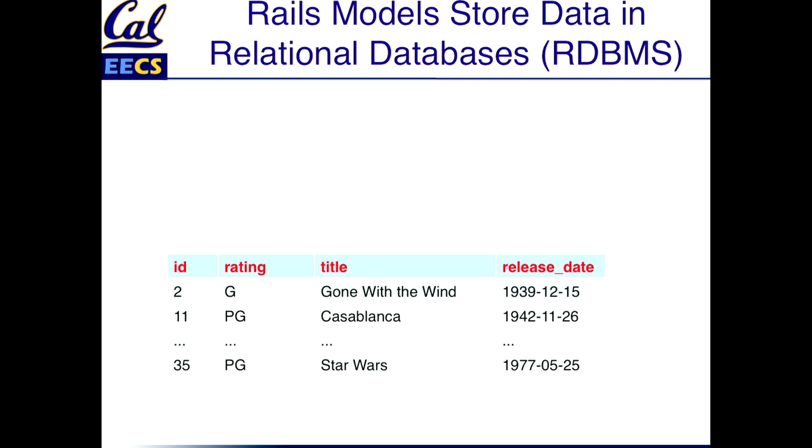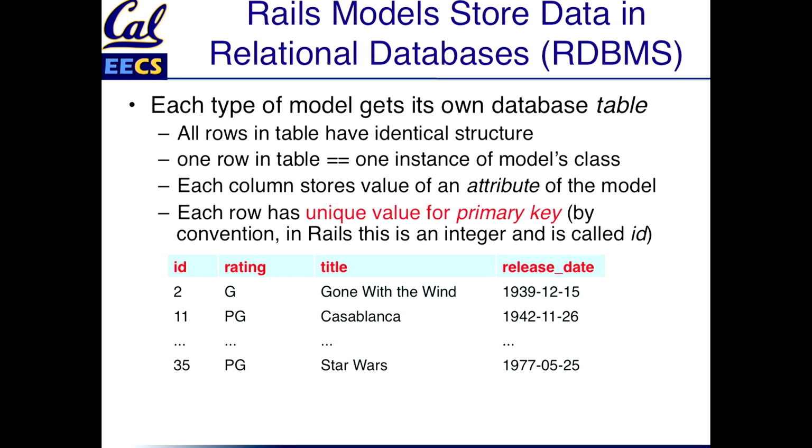Now, in the case of Rails, I think many years ago we all agreed that relational databases have won the battle for being the way that most web apps store their data. And roughly speaking, in a relational database, each kind of model that we have is going to get its own table in that database. All the rows in the table have the same structure. That's part and parcel of what relational databases means. And one row in the table is one instance of a particular model, of a class, particular model class.